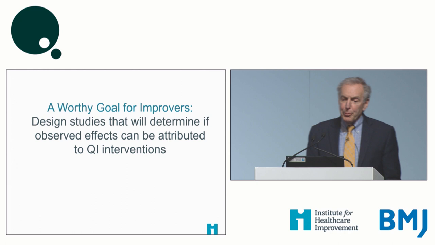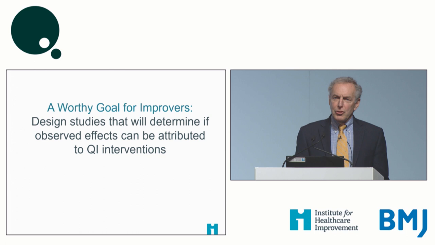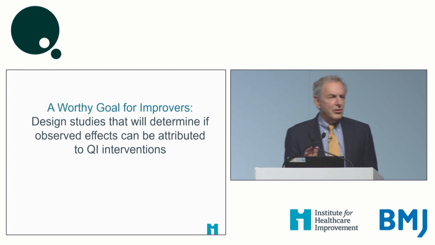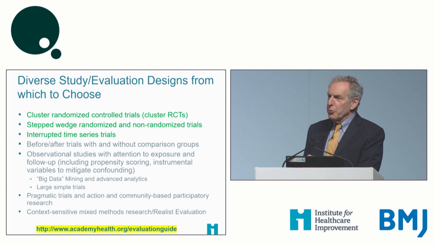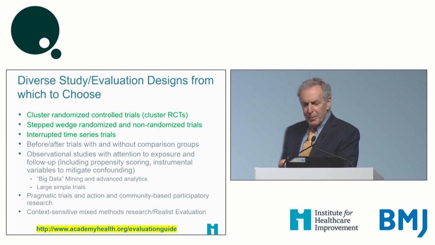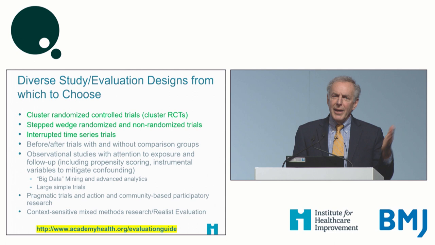So a worthy goal for improvers, why don't we design studies that will determine if observed effects can be attributed to QI interventions, right? That sounds easy. We could give a whole hour on design and evaluation. I'm just going to give some highlights, which I hope will be helpful. First of all, there are many designs to choose from. I put in green again the three that are, I think, most useful in quality improvement. Gareth is an author of a superb publication that I even highlighted and bolded down below, which goes through this in depth and is online. It's free. It's a wonderful resource. So cluster randomized control trials, I'm going to talk about, stepped wedge, and interrupted time series.